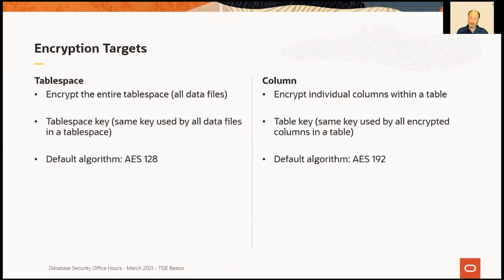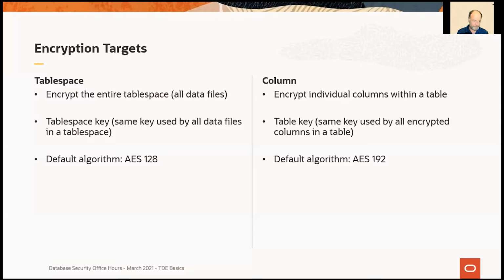So entire tablespace, individual columns. Both column encryption and tablespace encryption have keys. The tablespace encryption key is unique for every tablespace, and every data file within the tablespace shares the same key. Column level encryption, the key is unique for every table, and all encrypted columns within a table share the same key. Default encryption algorithm for column level encryption is Advanced Encryption Standard, AES 192-bit length. Default encryption for tablespace encryption is AES 128-bit length.